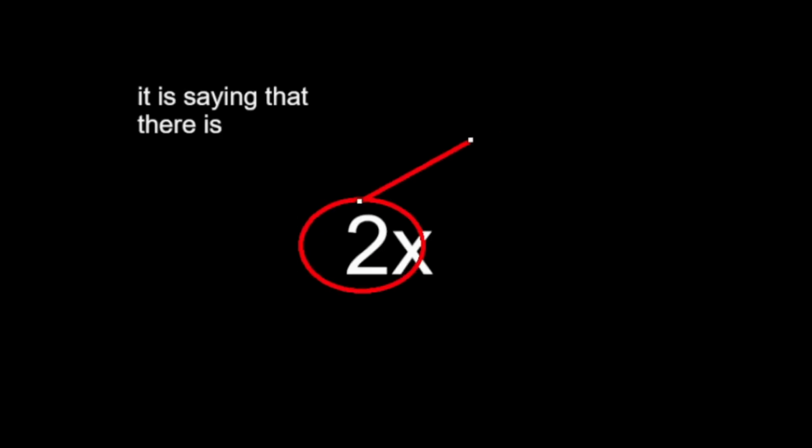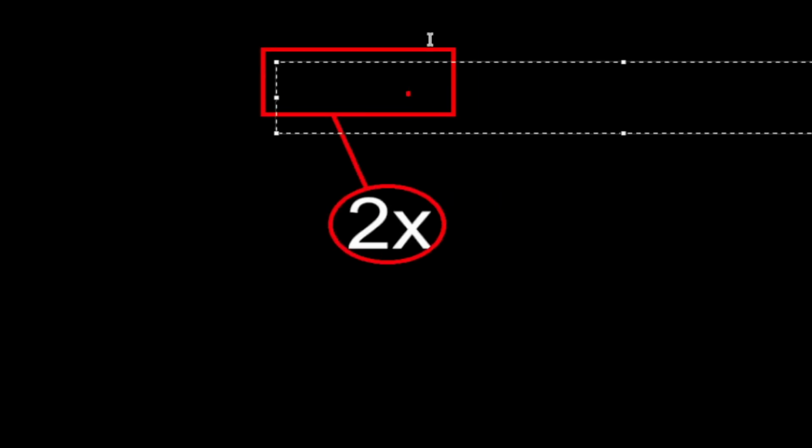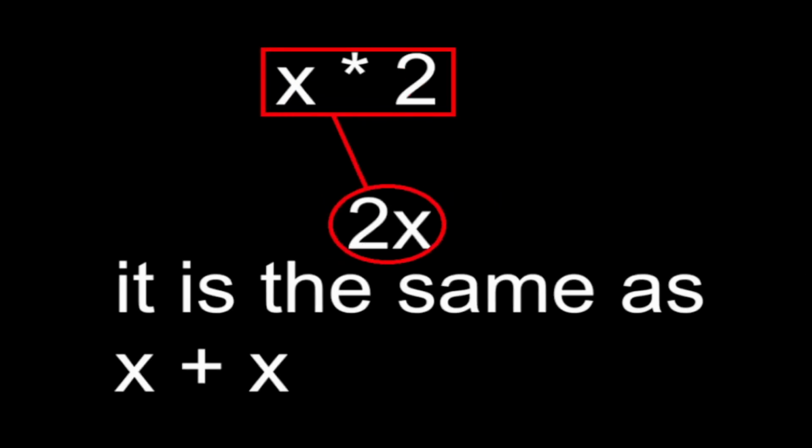When you see something like this, it is saying that there are 2 lots of the value x. The coefficient of x is 2, so it's just x times 2. It is the same as x plus x, but not x times x. That is x squared. But why do we call it squared?